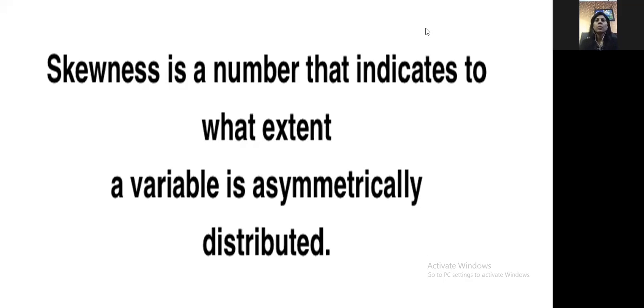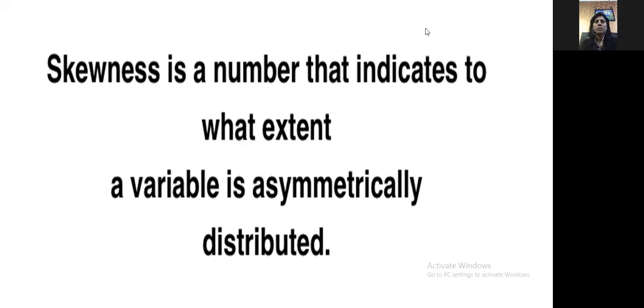Let's discuss the problems on skewness. We are discussing the third unit of business statistics, which is based on skewness. So let's start with the understanding of skewness. We have already explained skewness and the types of skewness in the previous lecture, and in this lecture, we are going to study some problems based on the types of skewness.